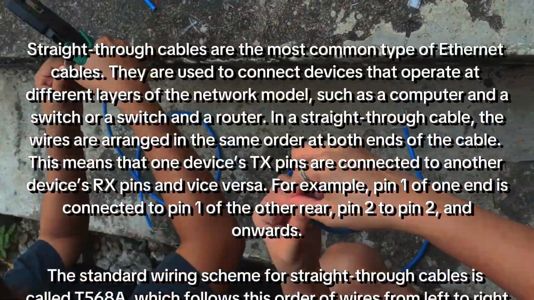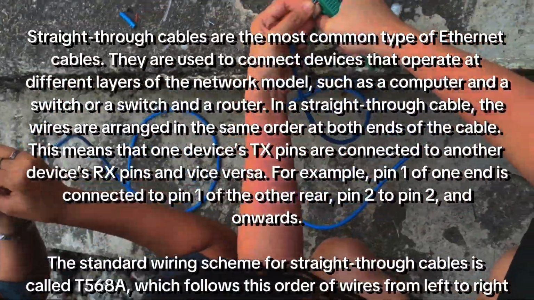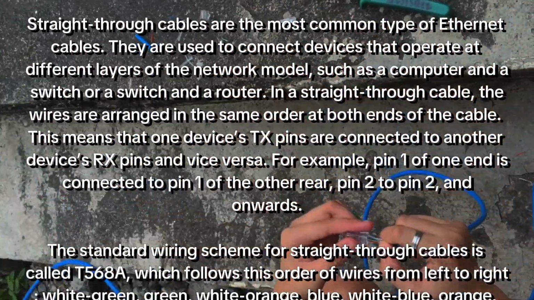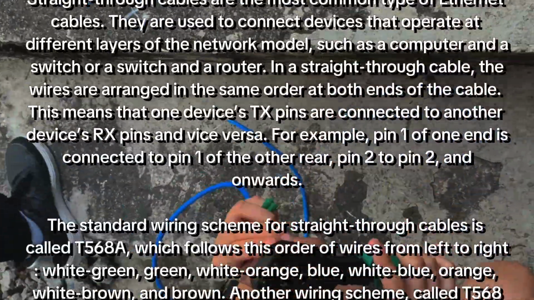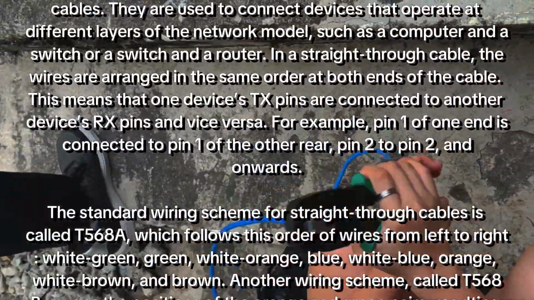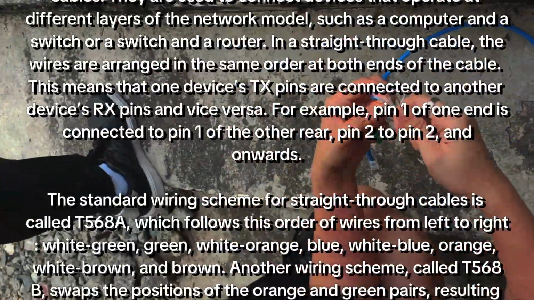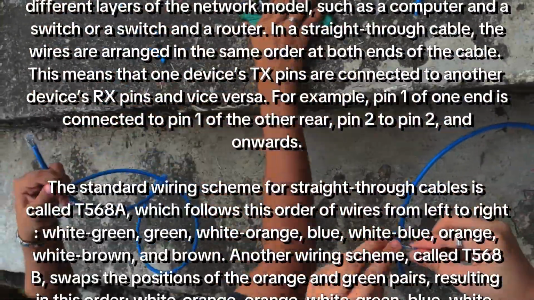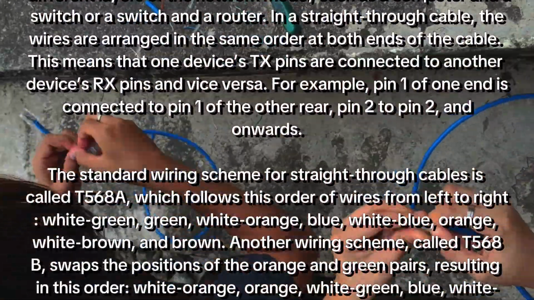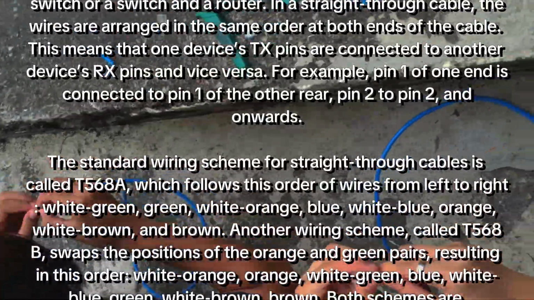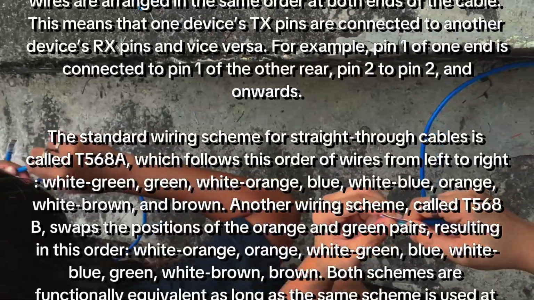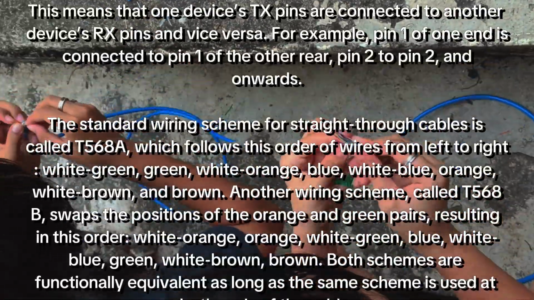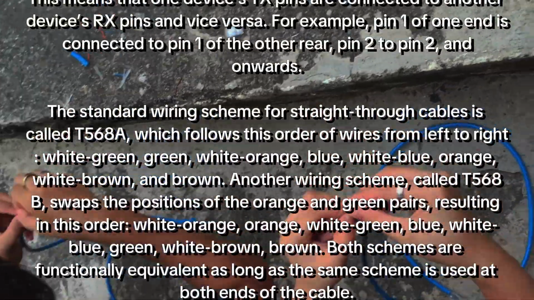The standard wiring scheme for straight-through cables is called T568A, which follows this order of wires from left to right: white-green, green, white-orange, blue, orange, white-blue, white-brown, and brown. Another wiring scheme called T568B swaps the positions of the orange and green pairs, resulting in this order: white-orange, orange, white-green, blue, white-blue, green, white-brown, brown. Both schemes are functionally equivalent as long as the same scheme is used at both ends of the cable.